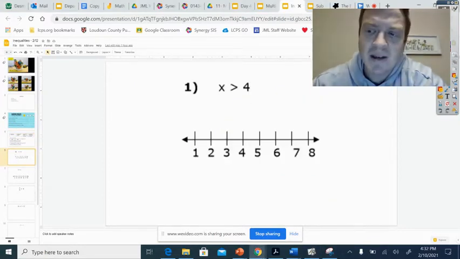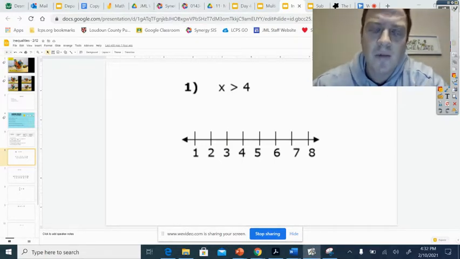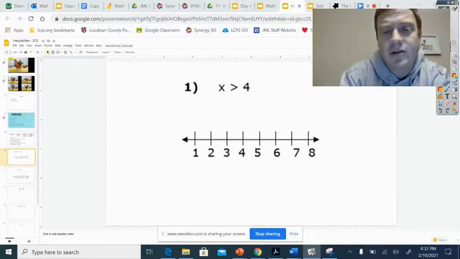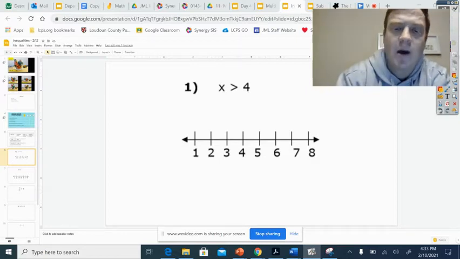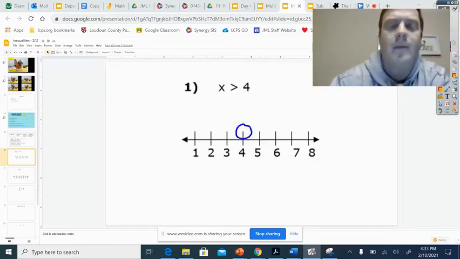So you may have a problem like this today, and you'll get x is greater than 4. So when we go through and do this, remember the first thing you got to do is whatever your answer is, you're going to go to that number. So I'm going to go to 4. And I got to ask myself, will this be an open or a closed circle? So I'm going to put an open circle on this problem.